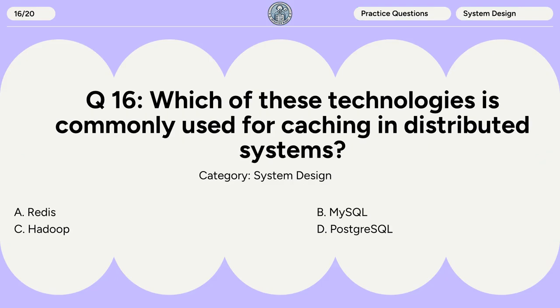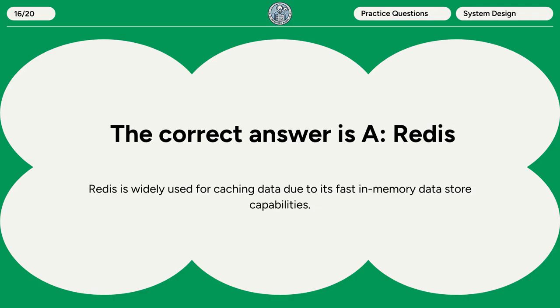Question 16. Which of these technologies is commonly used for caching in distributed systems? A. Redis. B. MySQL. C. Hadoop. D. PostgreSQL. The correct answer is A. Redis. Redis is widely used for caching data due to its fast in-memory data store capabilities.